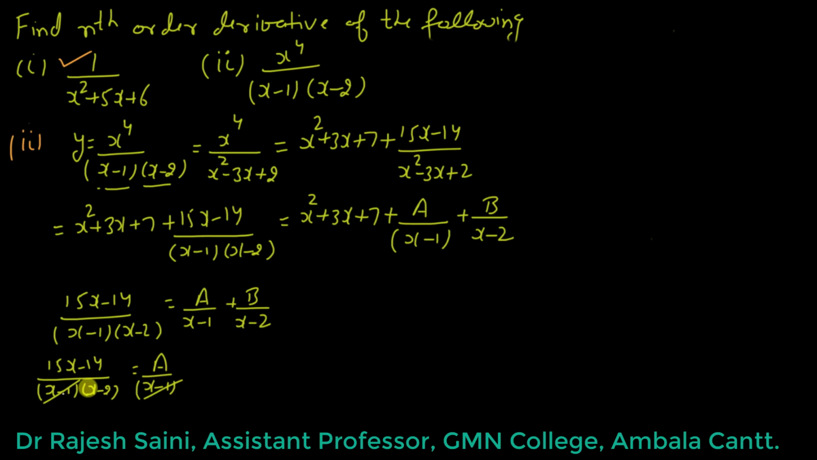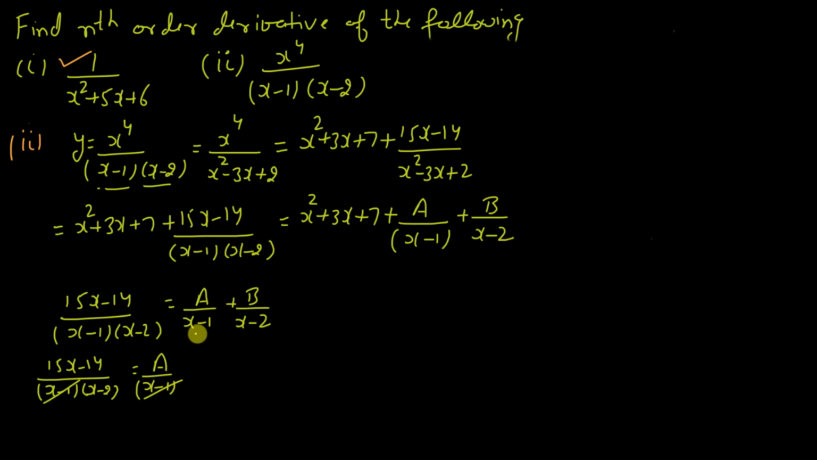x minus 1 and x minus 1 will cancel out, and here you will put x is equal to 1, the thing that is in the denominator of a. So x is equal to 1, put it over here. 15 into 1 is 15, 15 minus 14 is 1, 1 minus 2 is minus 1, is equal to a, which implies a is equal to minus 1.